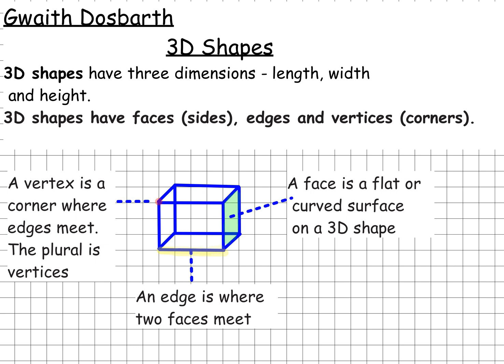3D shapes have faces, which is like the side, and as you can see here in this diagram below, the face is a flat or curved surface on a 3D shape, like what's been highlighted in green. They have edges. An edge is where 2 faces meet, and this has been highlighted in yellow here. And vertices, corners. Singular, it's called a vertex, is a corner where edges meet, and the plural is vertices, and this has been highlighted in red.